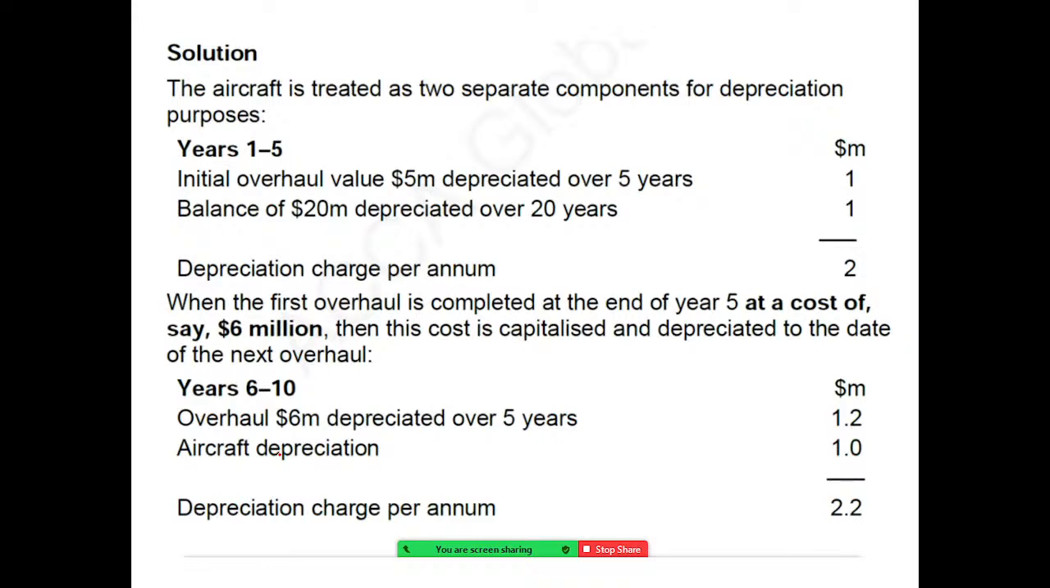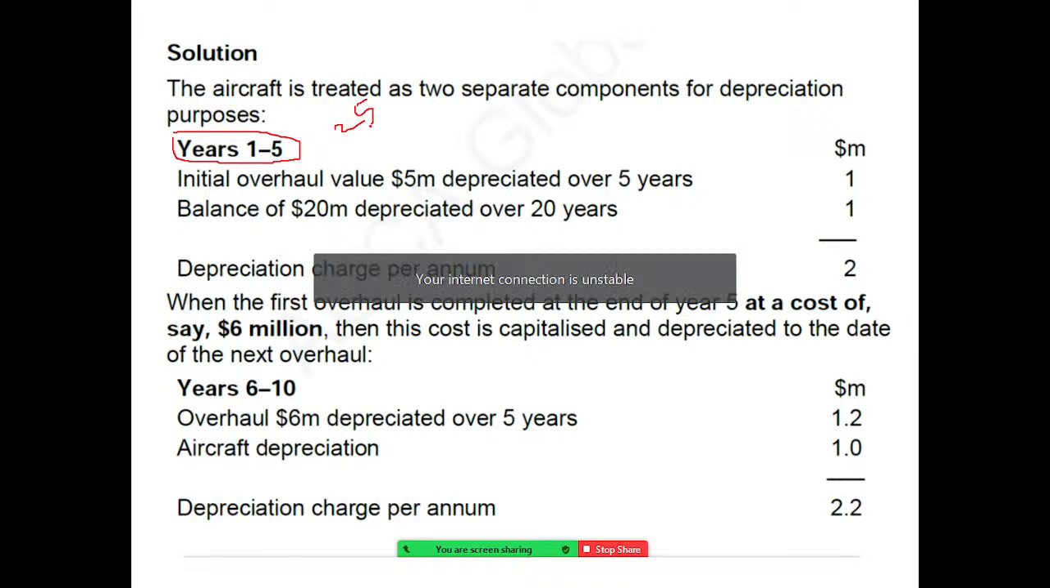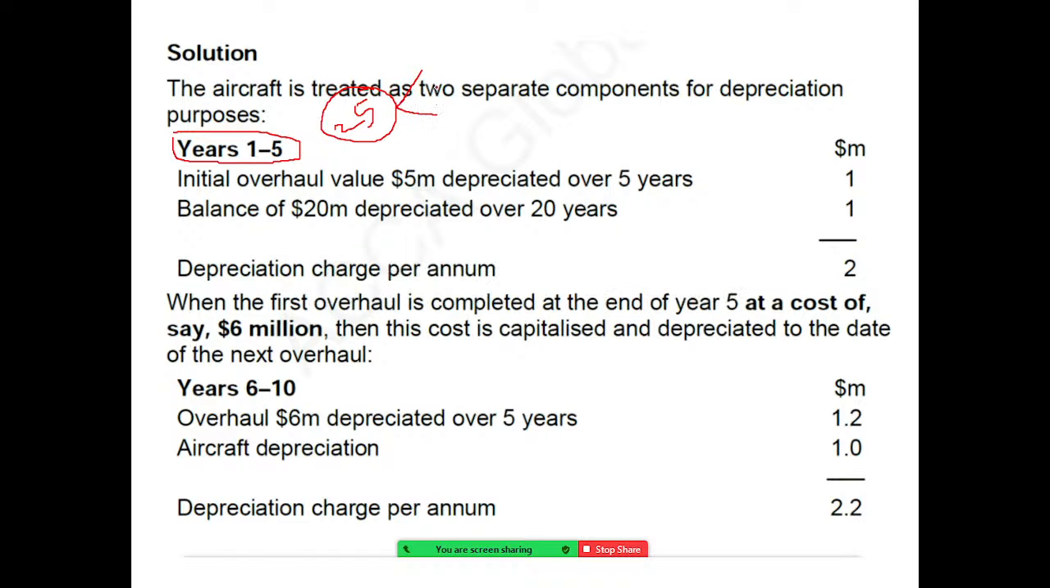Here is the answer. The aircraft is treated as two separate components for depreciation purposes. First one, years 1 to 5. As you know, the total cost is 25 million. This 25 million should be separated into two components. First one, 20 million for the aircraft, and 5 million which should be depreciated, because every 5 years there should be an overhaul cost, a major renovation cost.